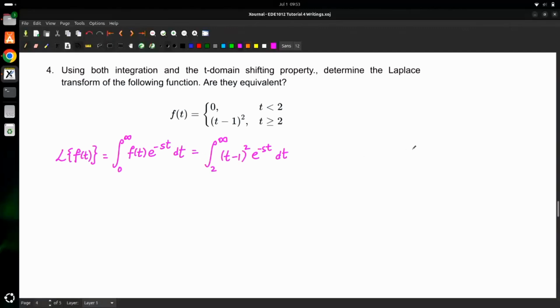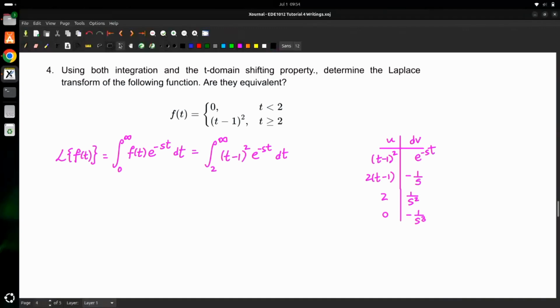Then if you integrate this, you just use your tabular form because you need integration by parts, right? So therefore you have your t minus 1 square. Then this one is 2 times t minus 1. Then this one is 2. Yeah, correct. Then after that you have 2, then after that is 0. So you just keep on differentiating until you get 0. Then the dv must be e to the minus st. So this one is minus 1 over s, then 1 over s square, then finally minus 1 over s cubed.